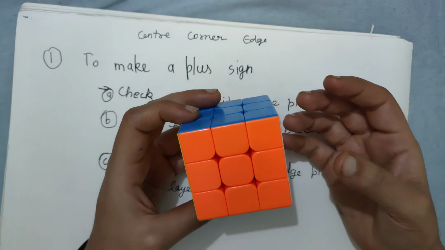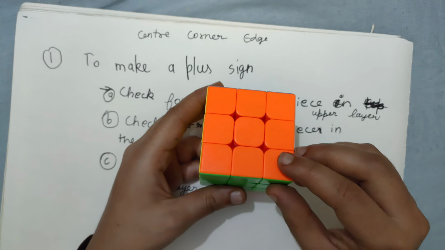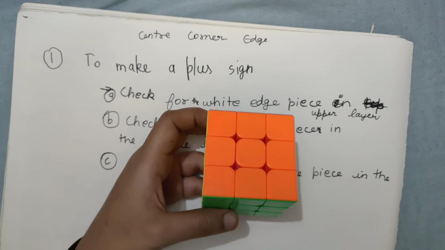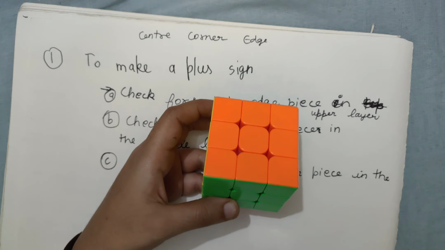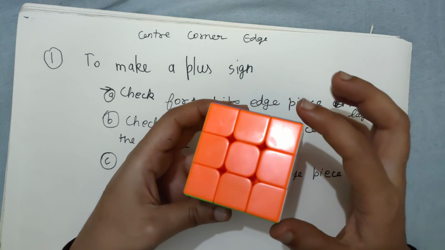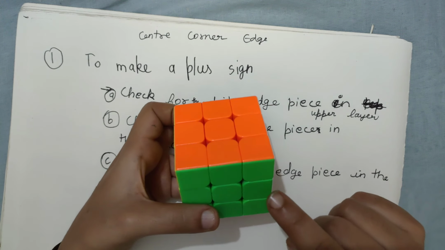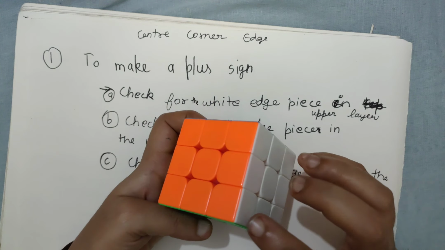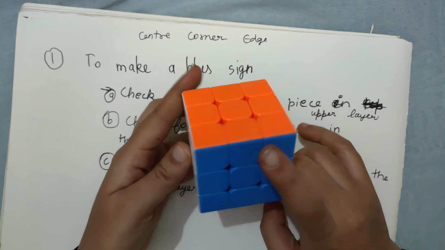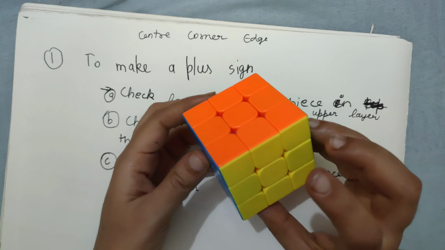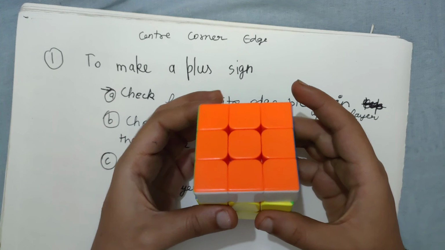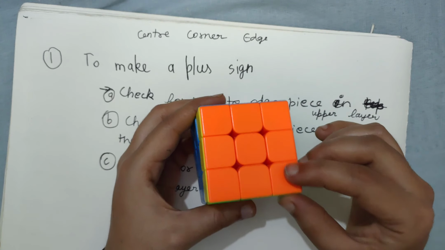What about corner pieces? Corner pieces you will always find on the corner of the cube. There are four corners, and how can you identify corner pieces? They will always have three colors in them. For example, there's green, orange, white. This is orange, white, blue. This is orange, white, yellow. This is orange, yellow, green. So these are called corner pieces. Even if I switch the positions of these, they are always corners.